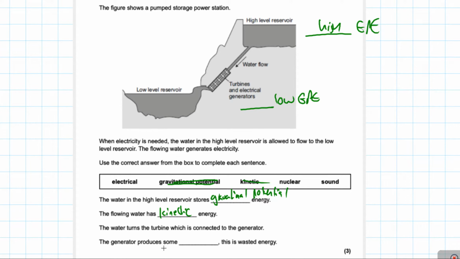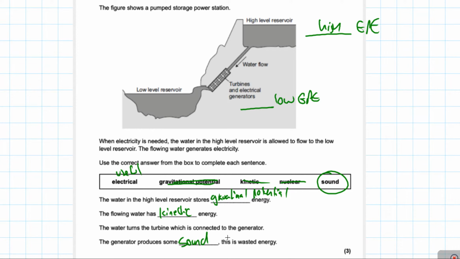The water turns the turbine, which connects to the generator. The generator produces something which is wasted energy. So here, electrical energy is useful, so it's not that one. Nuclear has nothing to do with this process, so let's cross that one. So that just leaves sound. And sound and heat are usually considered waste energy.